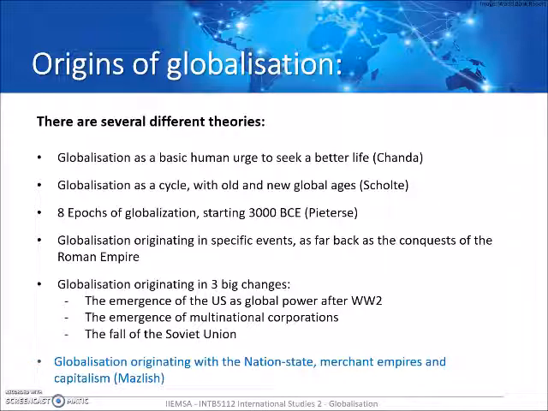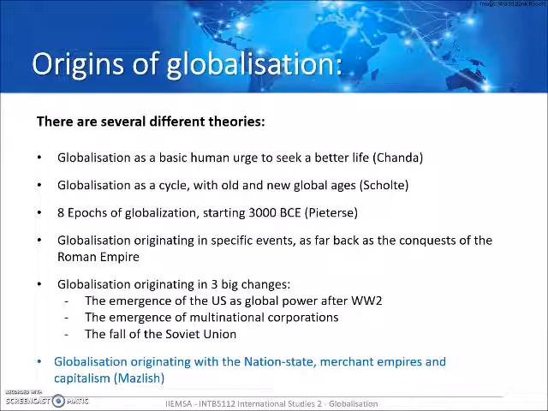For example, Chanda argues that globalization is a basic human urge to seek a better life. So because of this urge to seek a better life, we have started moving more and more, trading more and more, and that's how globalization got started, right? That's Chanda's argument.